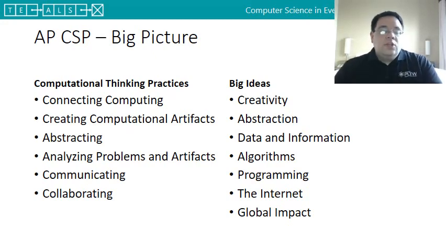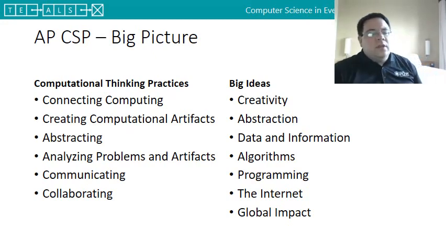So the computer science principles framework from AP identifies 6 different computational thinking practices and 7 different big ideas that make up the foundation of what College Board has identified as the principles of computer science. The computational thinking practices are the skills or the way of thinking about computer science that are hoped to be developed by the students as they work through this course.